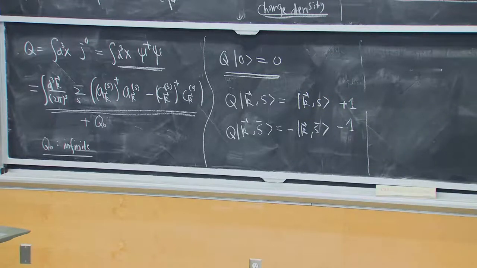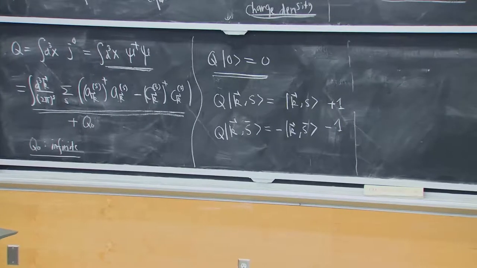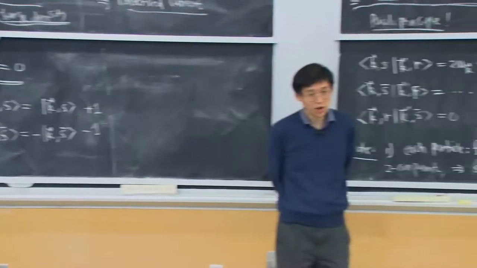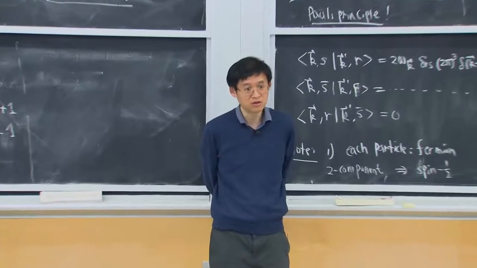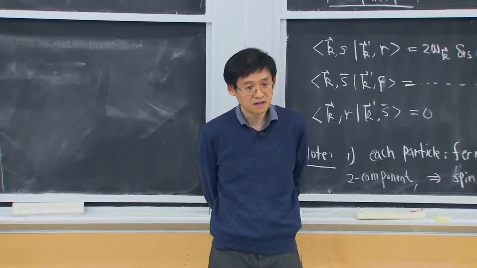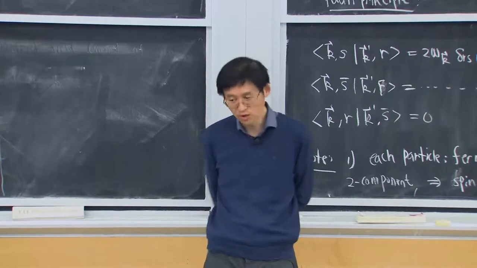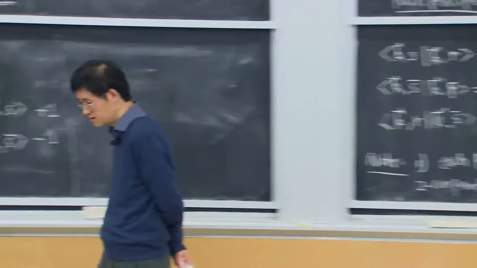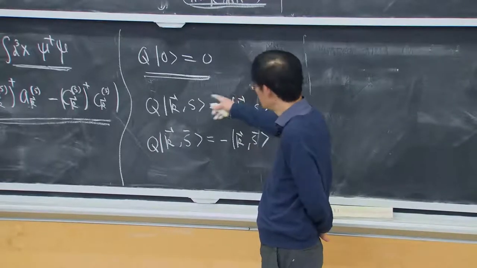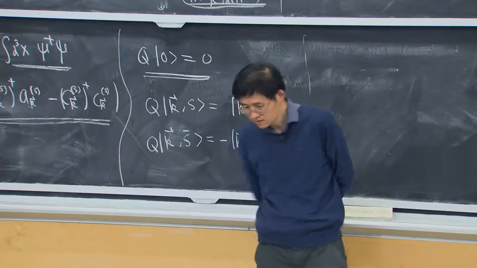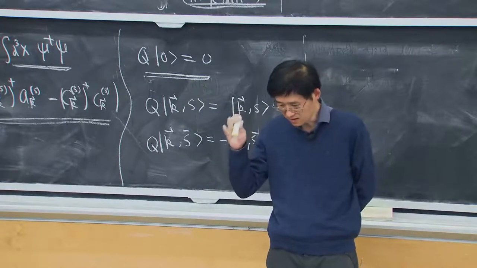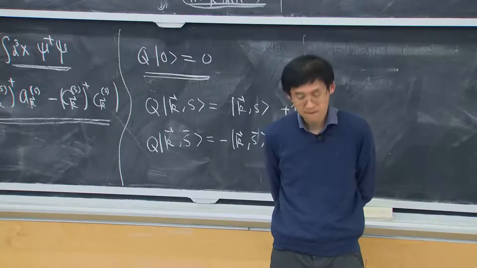Yes. Does this charge have a physical interpretation, or how do I interpret the charge in this case? One is the electron, one is the positron. These are the electric charges we observe. So when you apply this theory to the electron, this is the charge of the electron.